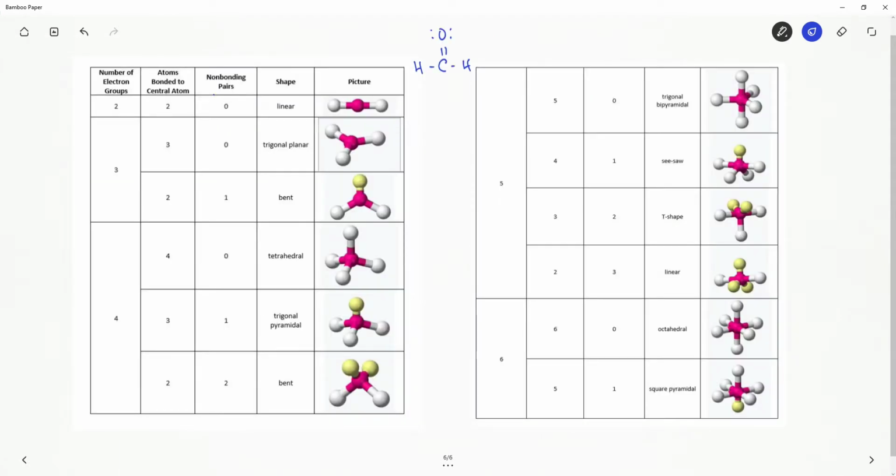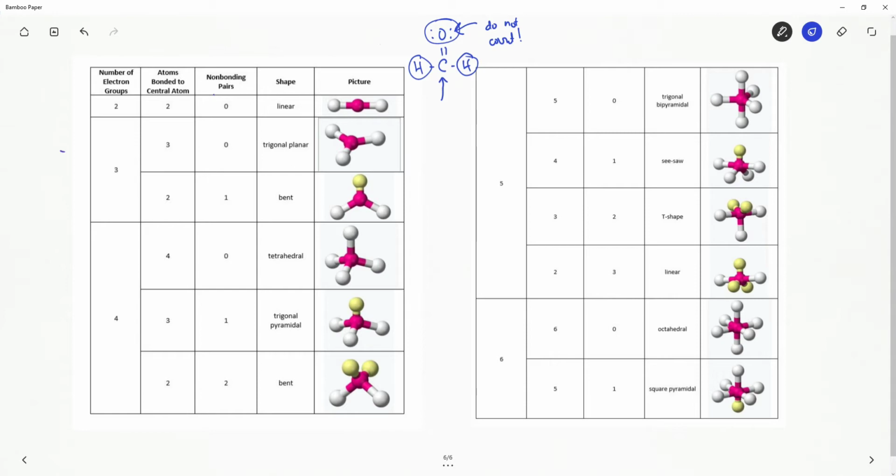Here is our table, and I have redrawn the Lewis structure just for reference. You can see that we have 1, 2, 3 atoms bonded to our central atom, and there are no lone pairs on our central atom. So these lone pairs on oxygen do not count. Only the lone pairs on the central atom make a difference in the shape.